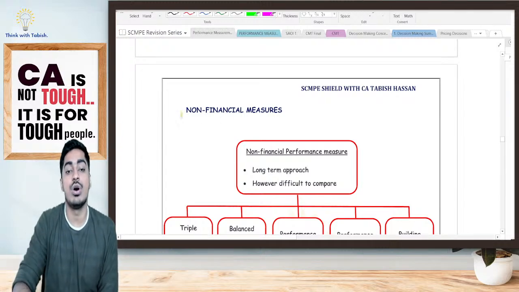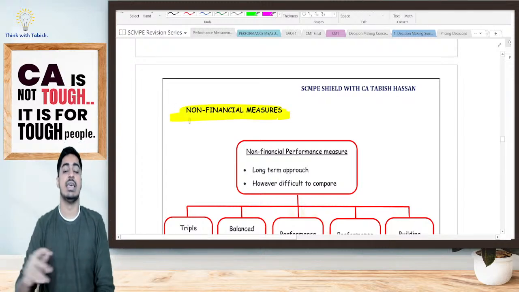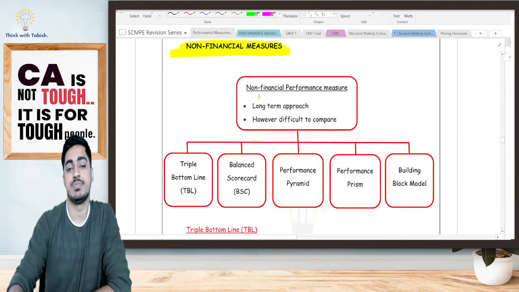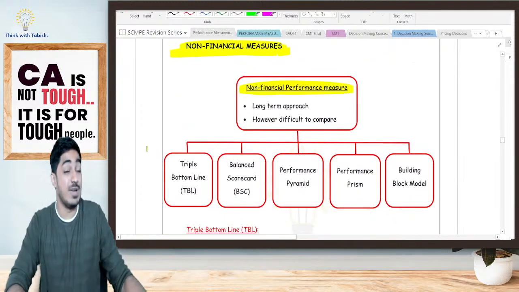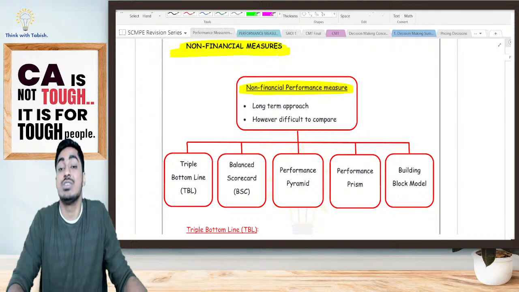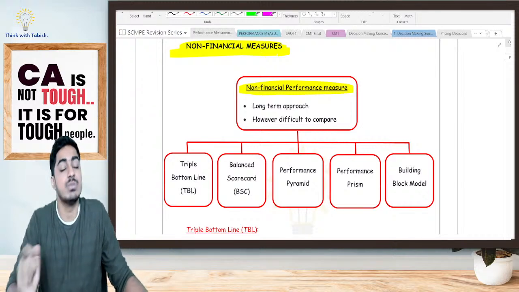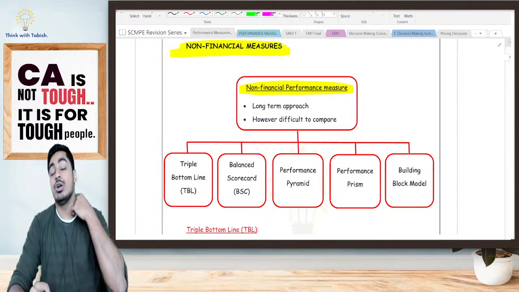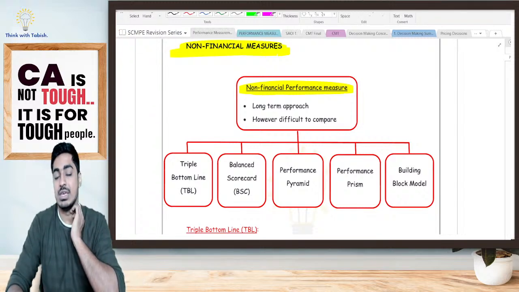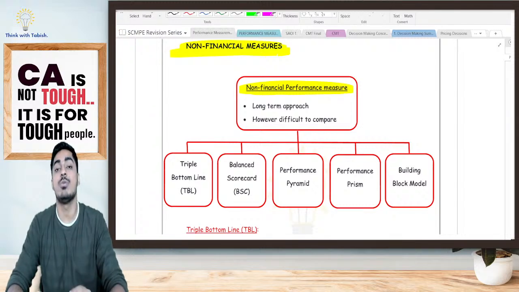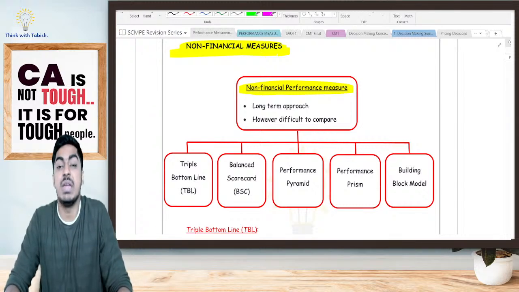Now let us go to non-financial measures, my dear students. Non-financial performance measures. We are saying that while we are measuring performance, we should not just be seeing financial measures. Sometimes we should be going beyond the numbers. Say for example, you're talking about Zomato, Swiggy, Uber, Ola, Paytm, PhonePe.